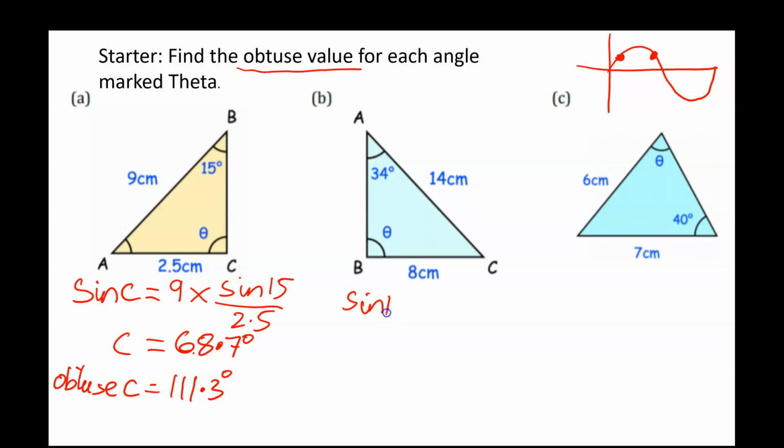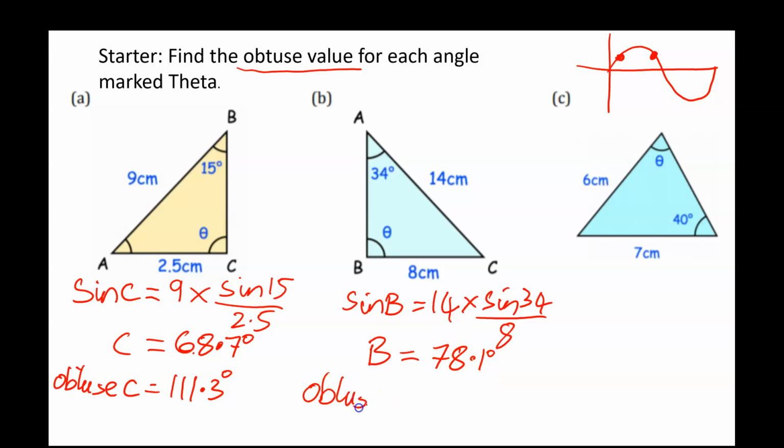So now we've got sine of B, rearrange it, so 14 times sine of 34 over 8, inverse sine, tap that into your calculator, and you get 78.1 degrees, but again, obviously not obtuse, so our obtuse B is 180 minus the 78.1.